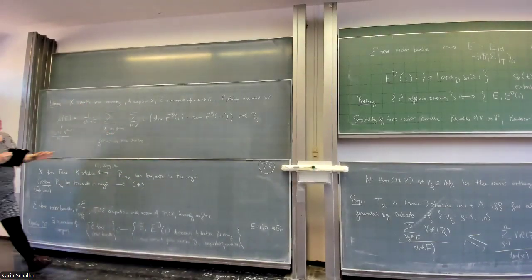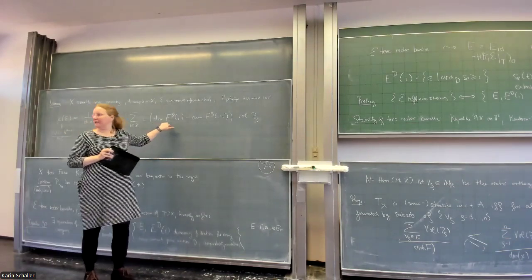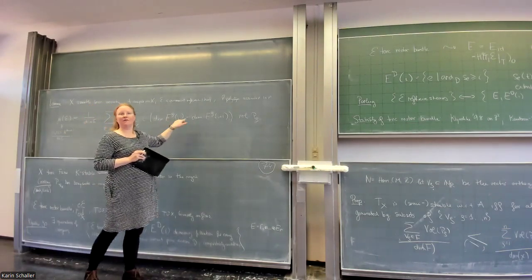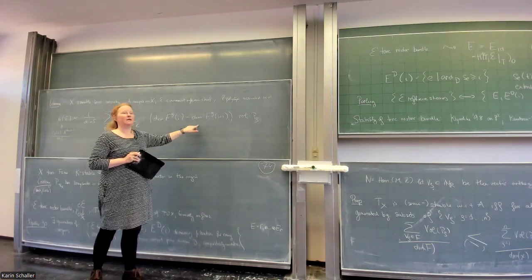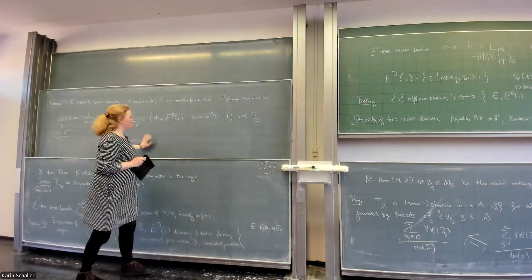Good. And so this is a finite sum because, of course, E is a finite dimensional vector space. So this can only jump down finitely many times. And so this is a nice finite sum.